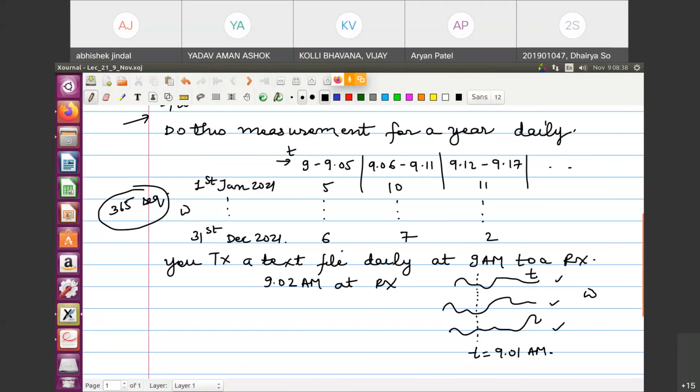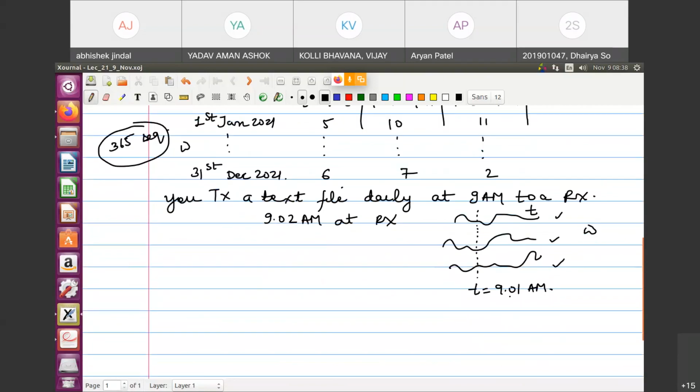If I ask what value the process will take at 9:01 a.m., you will say that it is a random variable, because if you check the omega space, that is all possible waveforms, you cannot say what value it can take. It can take any possible value. So at each time it is a random variable, because you do not know what value it will take at the next time instance.